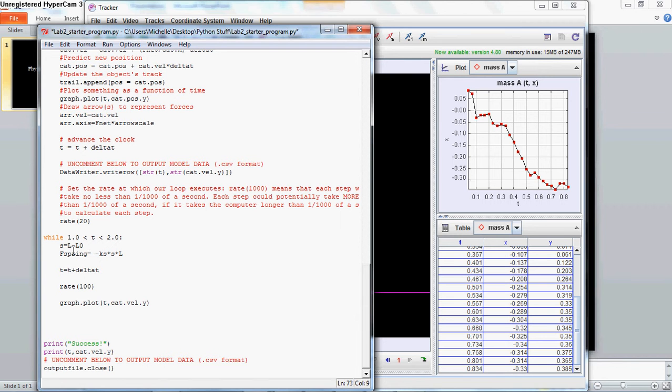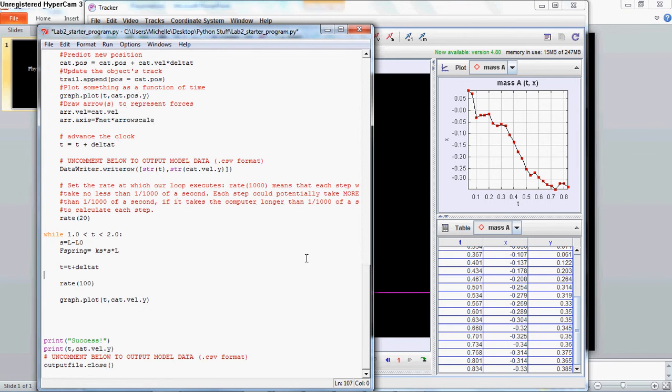So I calculated s as L minus L naught, and the spring force, as it was going upward, was the spring constant times s, the compressed length of the spring. Then you update the time, and down here we're going to plot this as time versus the y component of the velocity of the cat. Then we're going to print the final velocity of the cat. We'll see what that is.